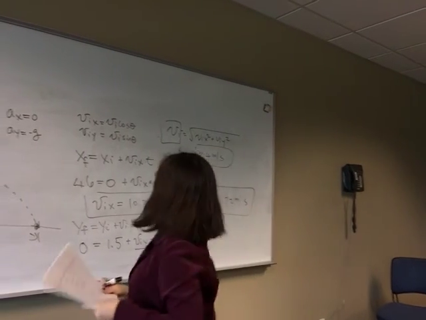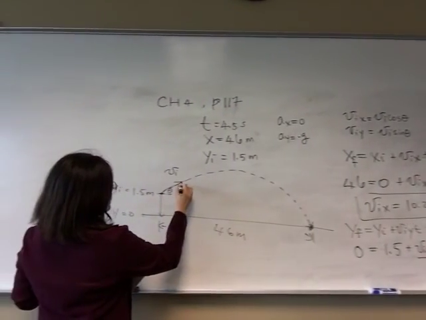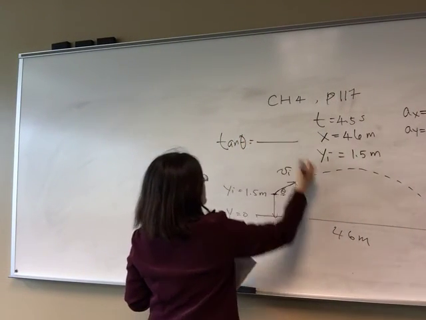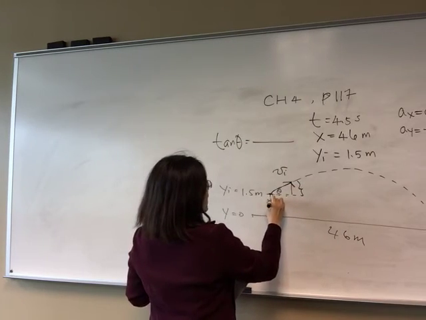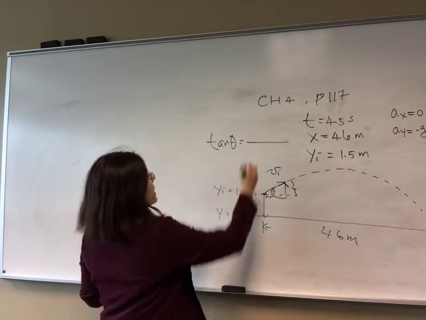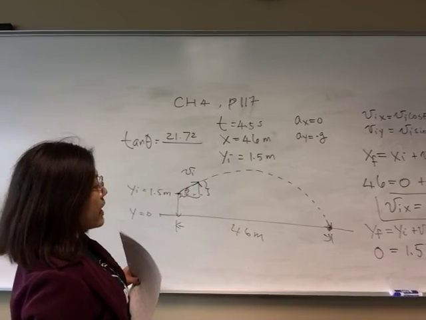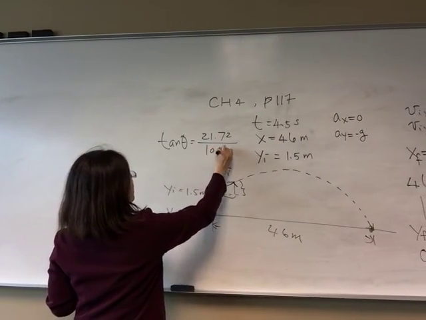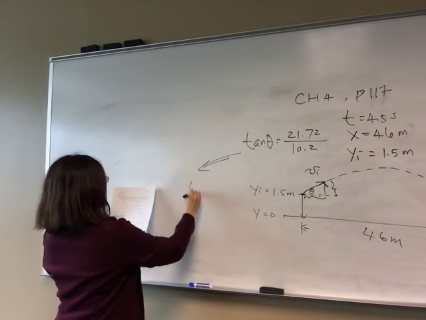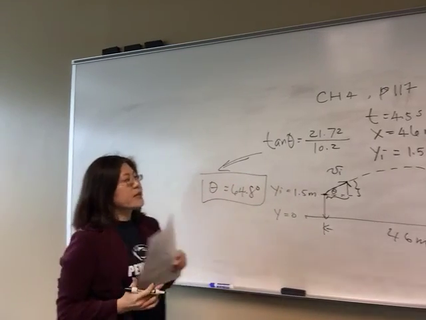What about the angle? You have the x and y components, and this is in reference to the positive x-axis, so you can just use tangent theta. Tangent theta here is the opposite, which is the y component, over the adjacent, which is the x component. So the y component is 21.72, and the x component is 10.2. So you should calculate your theta. After you do the calculation, your theta is equal to 64.8 degrees.